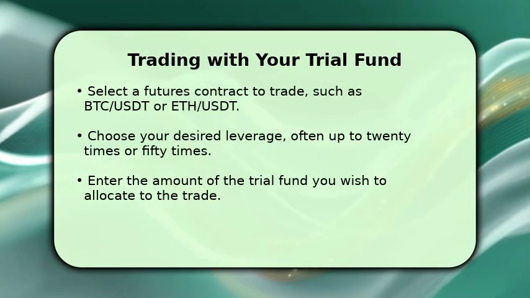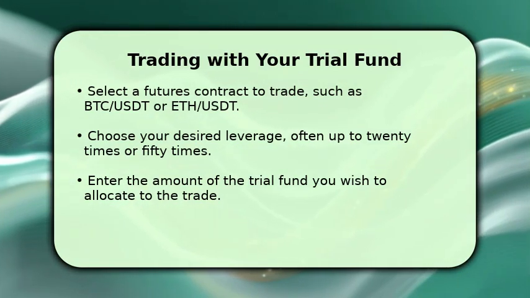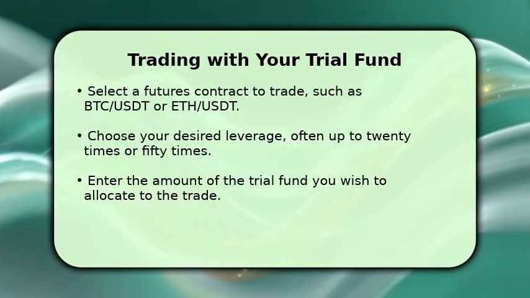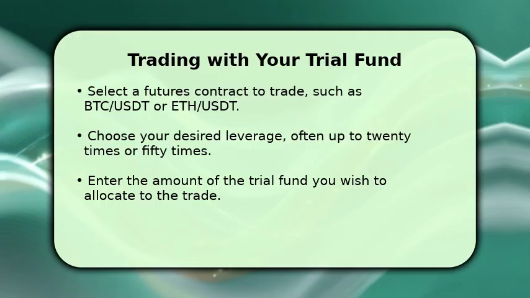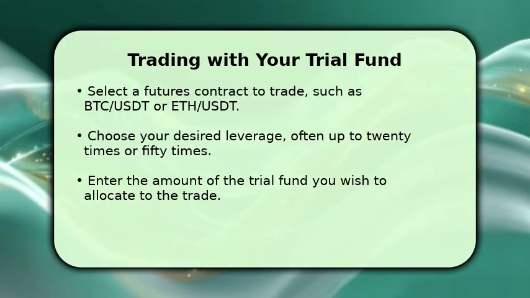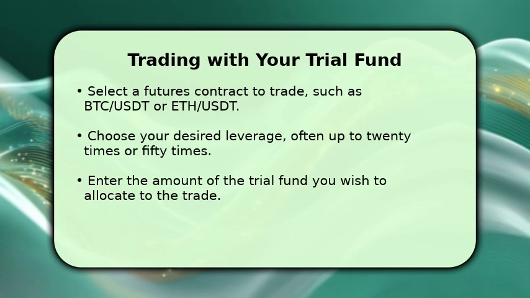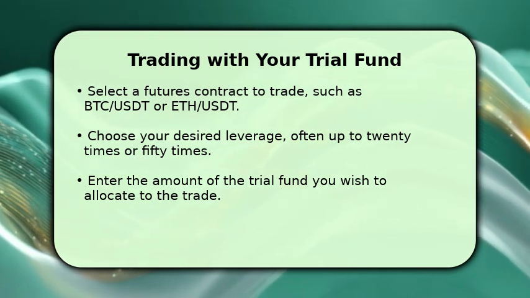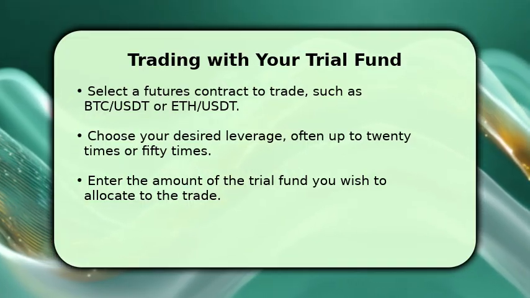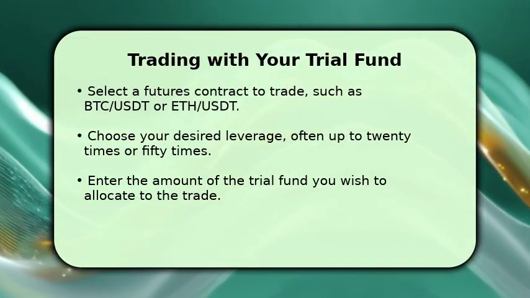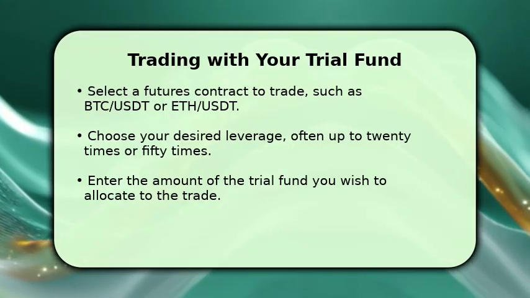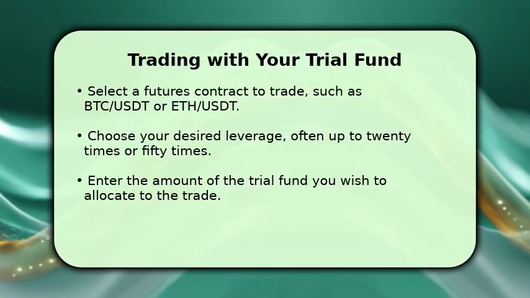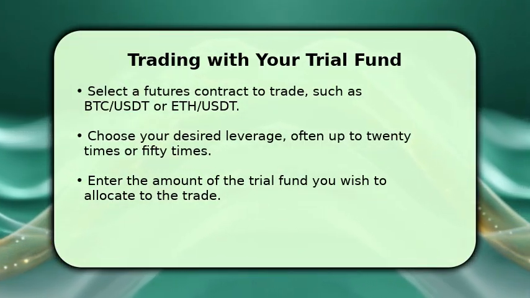Now for the exciting part, placing a trade. Pick a futures contract you're interested in, like Bitcoin versus USD or Ethereum versus USD. Next, decide on your leverage. Many trial funds allow up to 20 times or even 50 times leverage. Input the specific amount of your trial fund you want to use for this trade. Finally, open either a long or short position, depending on your market prediction. Remember to manage your risk carefully.